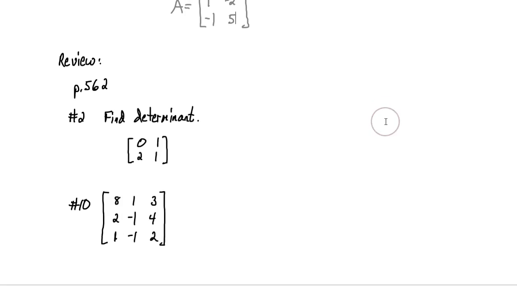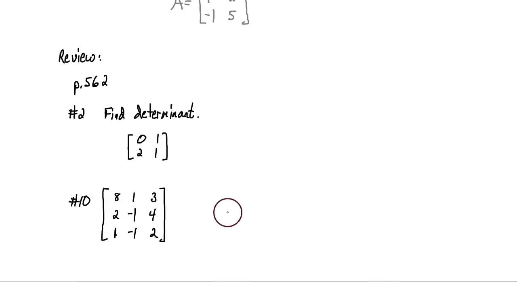Now the review assignment. We're going back to page 562, and this is where we were first learning to find the determinant, which was a step in finding the inverse. So we've already done this in today's assignment. To get the determinant, you multiply this diagonal. 0 times 1, that makes 0. And then subtract this diagonal, which is 2. And so the answer is negative 2.